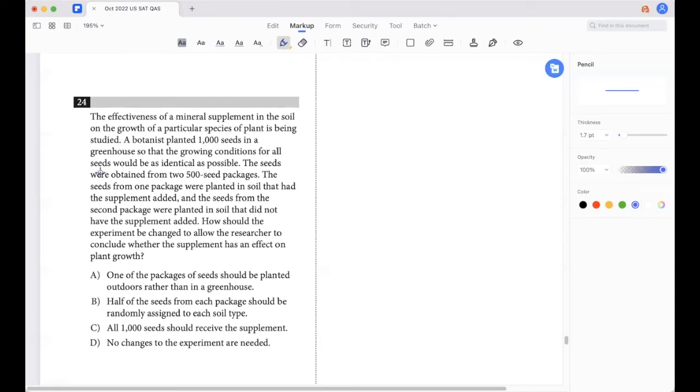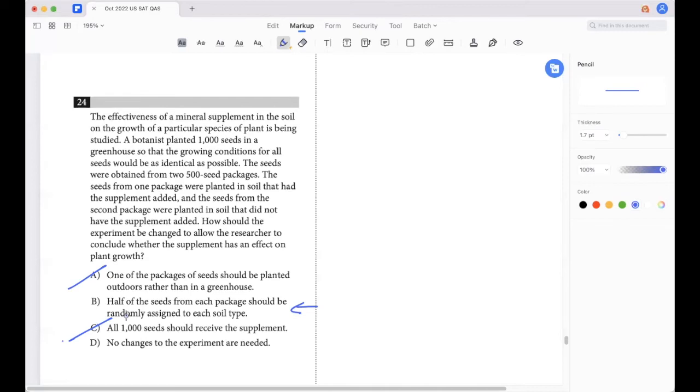One of them should be planted outdoor rather than in a greenhouse. No, that doesn't matter because we are studying the supplement. Half of the seeds from each package should be randomly assigned to each soil type. Yeah, that makes sense. All seeds should receive the supplement. No, then you can't really test whether it's effective. No changes are required.